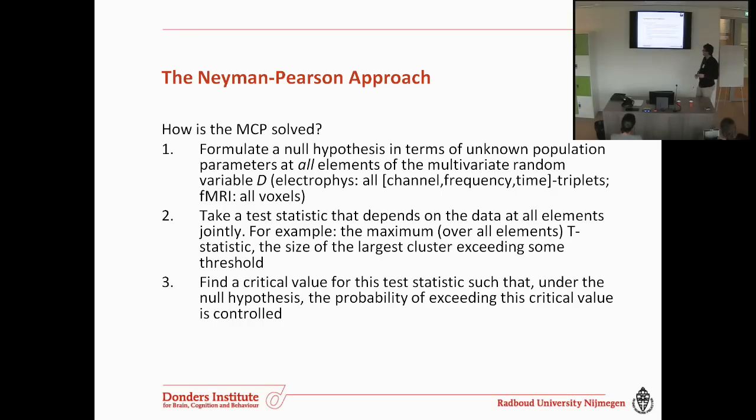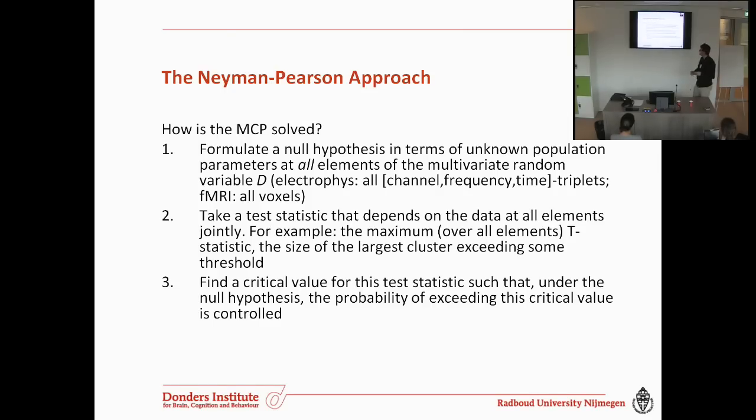What has been very popular in fMRI is to use the so-called maximum t statistic. So in fMRI, you have a few 10,000s of voxels. And for each of these voxels, you calculate a voxel-specific t statistic, and then you aggregate over the voxels by taking the maximum t statistic.